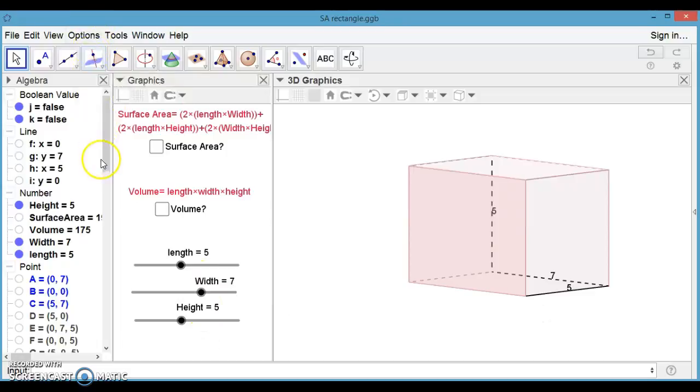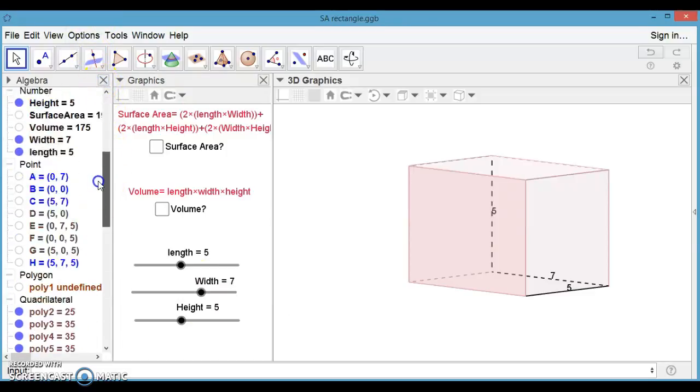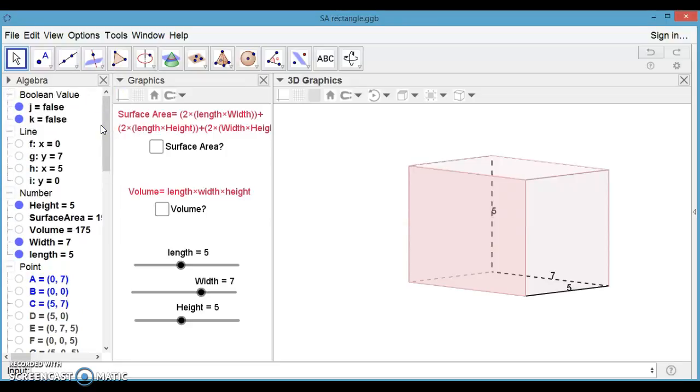Okay. And then also with algebra view, it's easy to change stuff. Like if I mess something up and I wanted to change what any of this stuff was, I can just quickly right click it and change it here. But I'm going to close that right now.